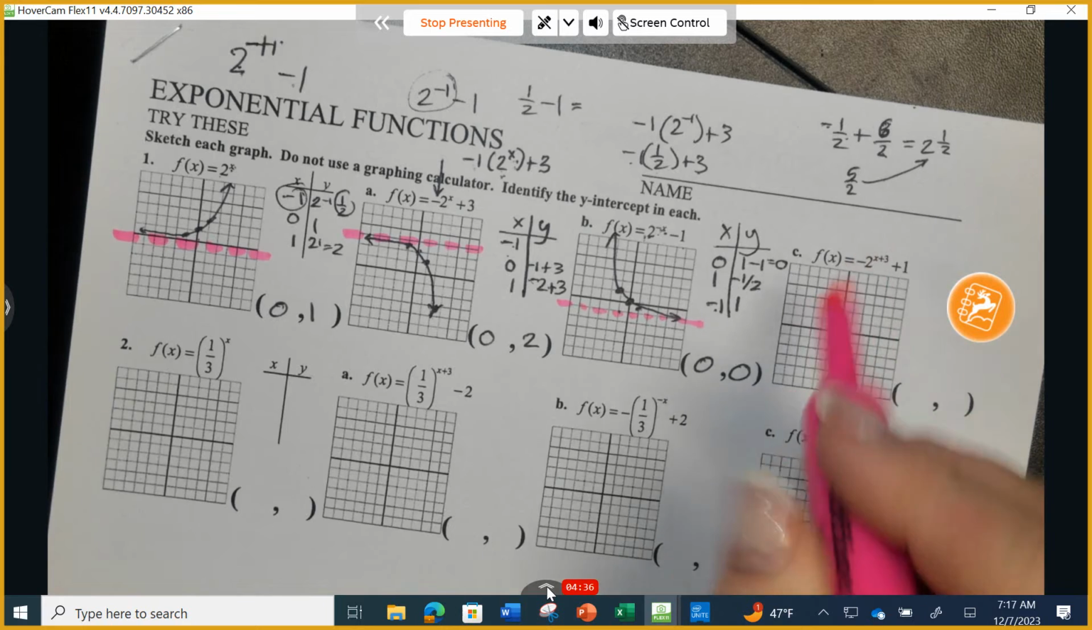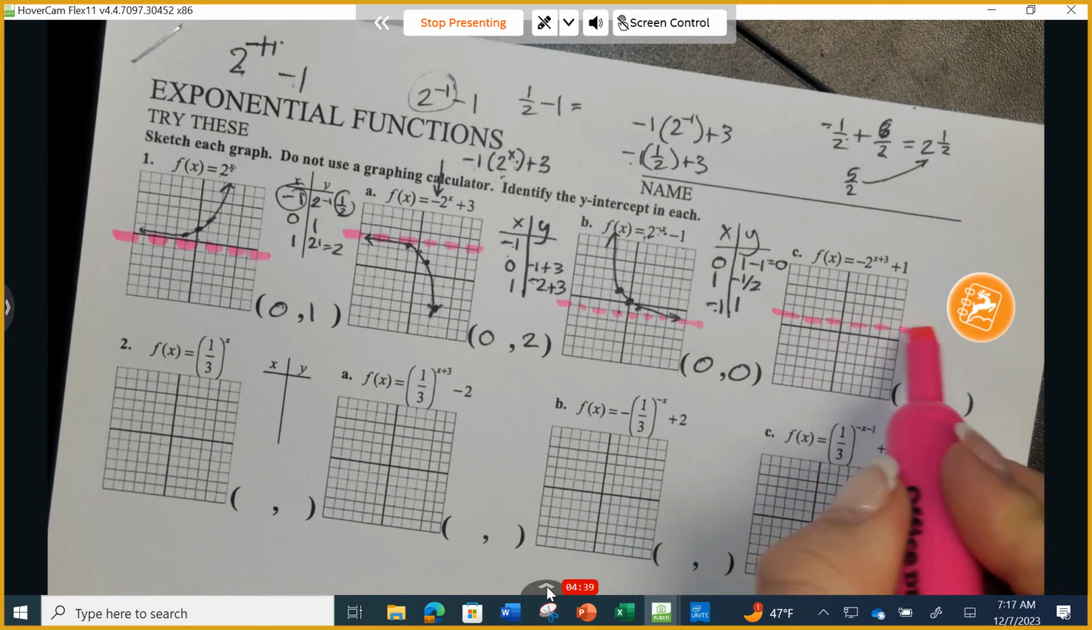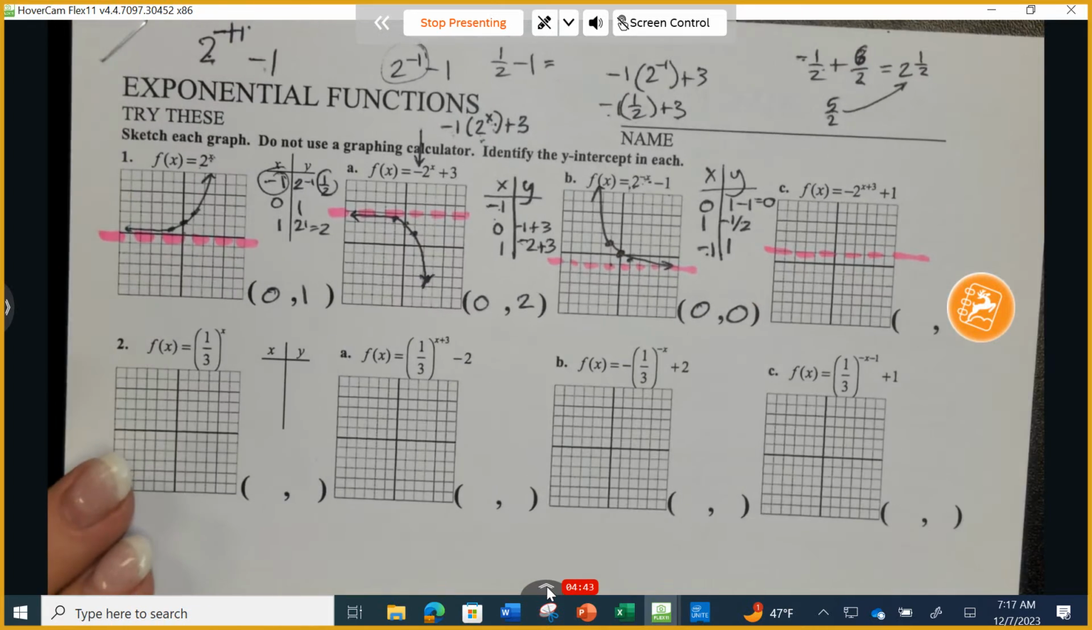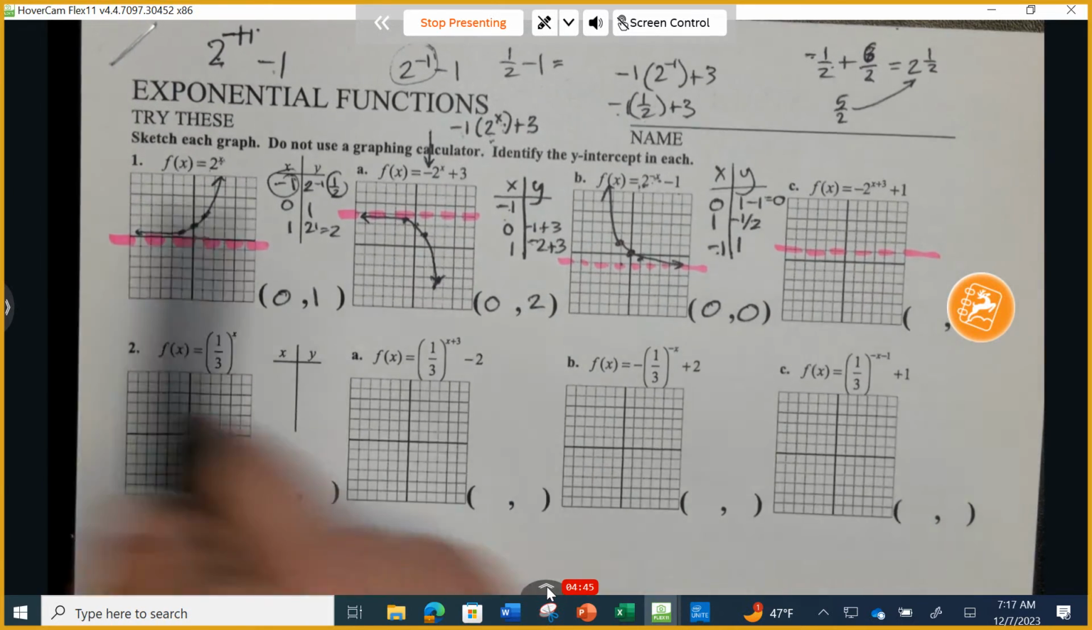Do I need to see it on your paper? Do I need to see what the horizontal asymptotes are? Yes, they need to be clearly defined. I will provide you a highlighter if you don't have one to use this. Can you use a calculator in this?